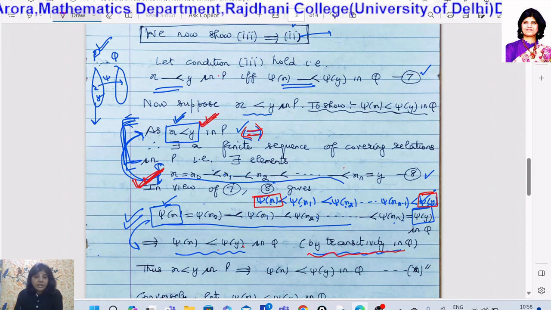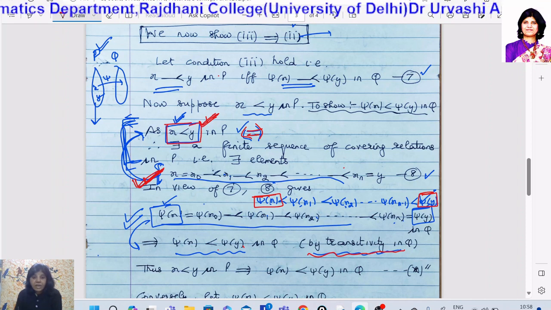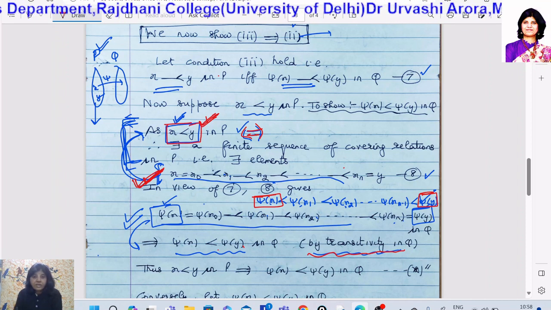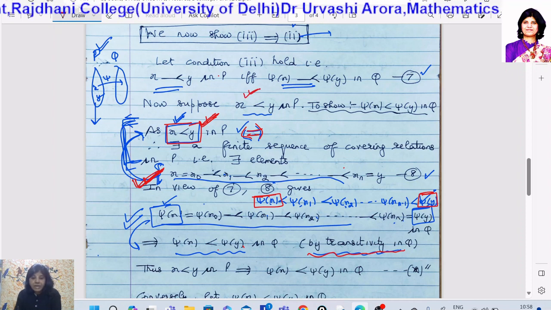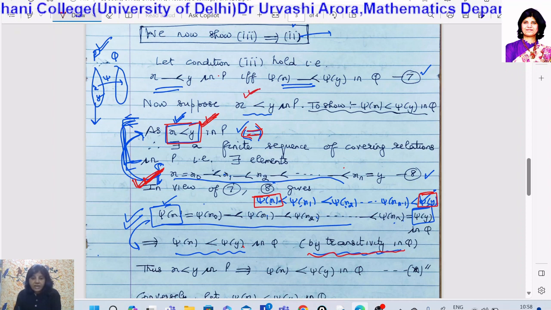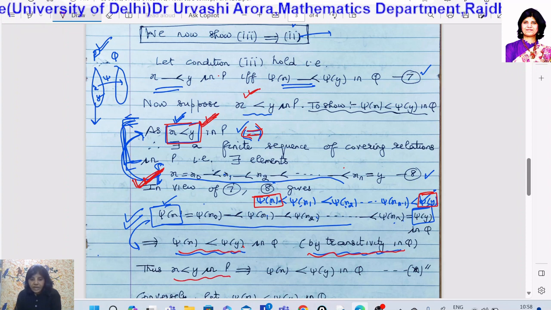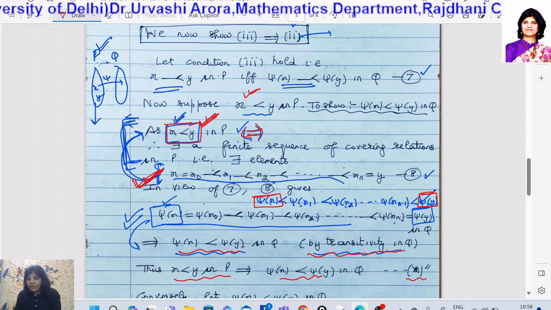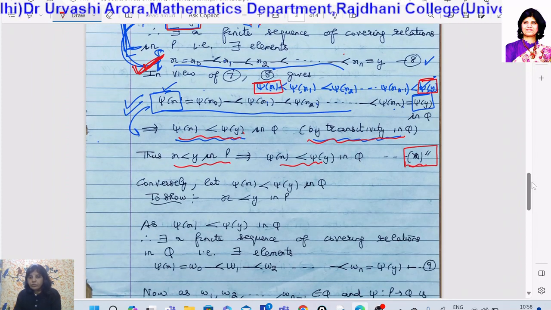So we started with x is less than y in P, and we have got that psi x is strictly less than psi y in Q. So we started with this and we have got this. This we are marking as star double dash. So this is something we will use later on.